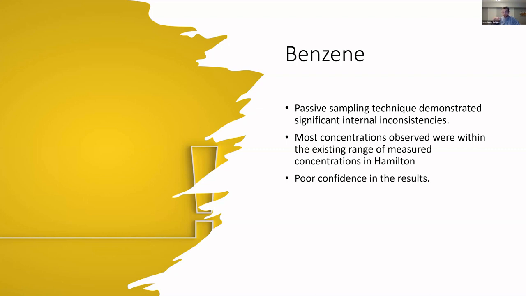The concentrations we did see really were right in line with what Hamilton's air monitoring, the long-term monitoring networks, were showing. So no real wild patterns. And this was a bit more exploratory because we knew a little bit less about where benzene's going. But thankfully, we didn't see anything too out of the ordinary. And I'm really happy about that because benzene is not a great pollutant to be exposed to.